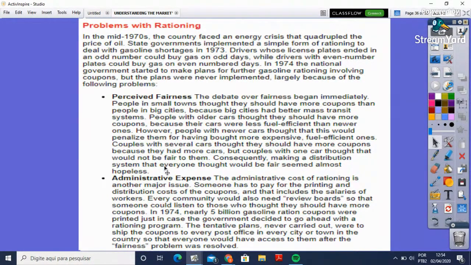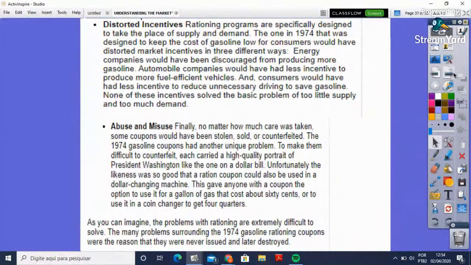Another problem we had in the United States was administrative expenses. It was very expensive. Okay, why? First they printed 5 billion coupons. That's a lot. Somebody has to pay for the printing, for distributing, and for organizing. And this includes salary of these workers. So you had expenses.